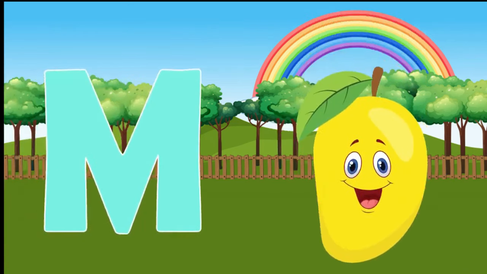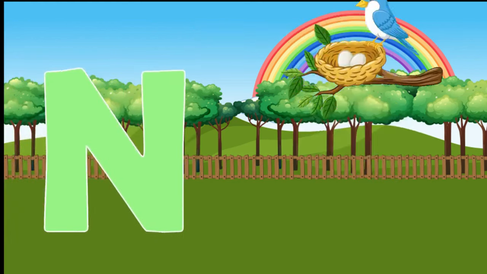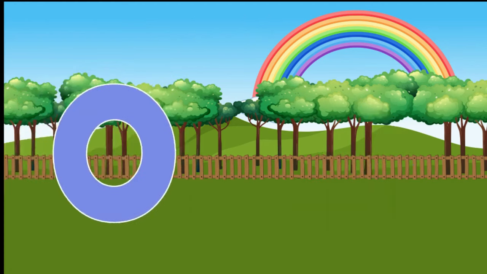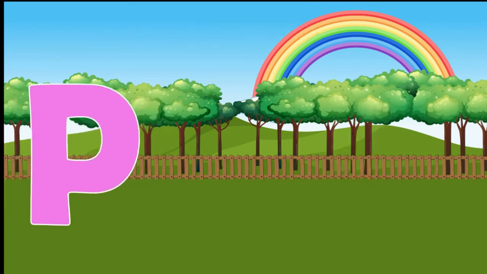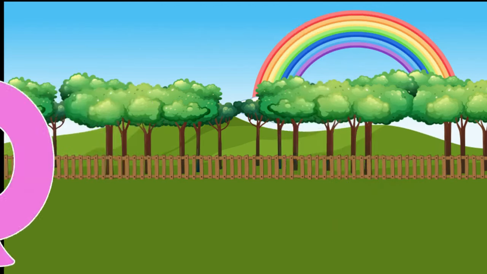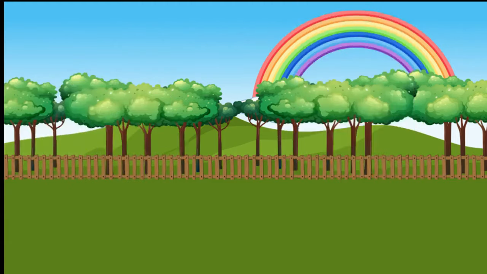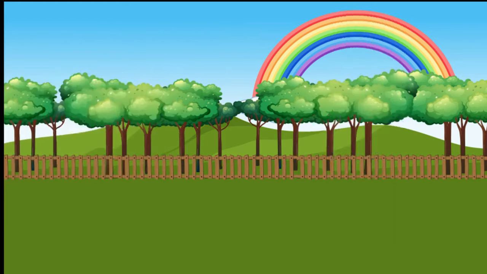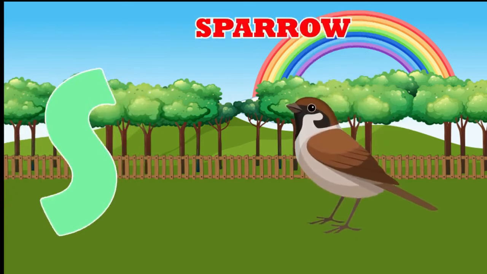M, mango. M is for mango. N, nest. N is for nest. O, orange. O is for orange. P, parrot. P is for parrot. Q, quill. Q is for quill. R, rat. R is for rat. S, sparrow. S is for sparrow.